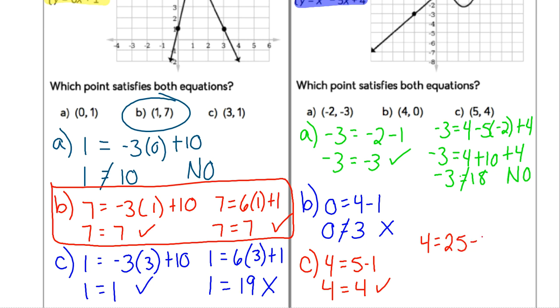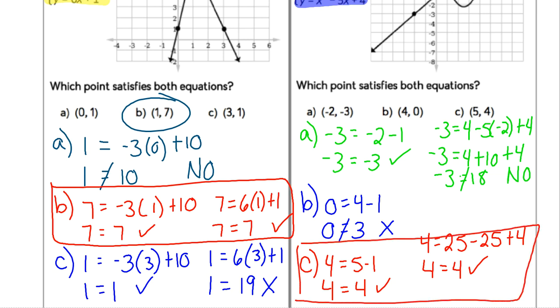Minus 5 times 5 would be 25 also, plus 4. And that would be 4 equals 4. So C is our solution because we found the point that satisfies both equations in our system.